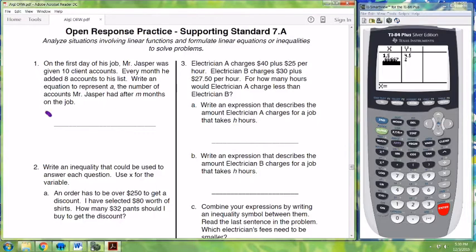So I'm going to start with A because A is going to equal the number of accounts. It said that he was given 10 accounts to start with, and then every month he added 8 accounts. So anytime you see an amount that's added per month or per day or per whatever, that's going to be what you multiply times your other variable. In this case, that's going to be M for months. Okay?